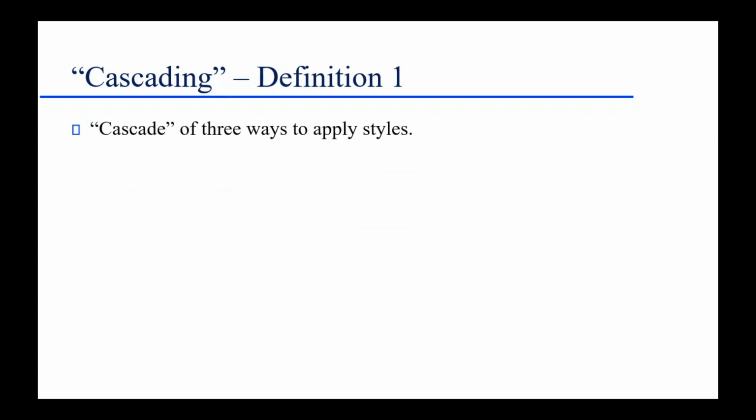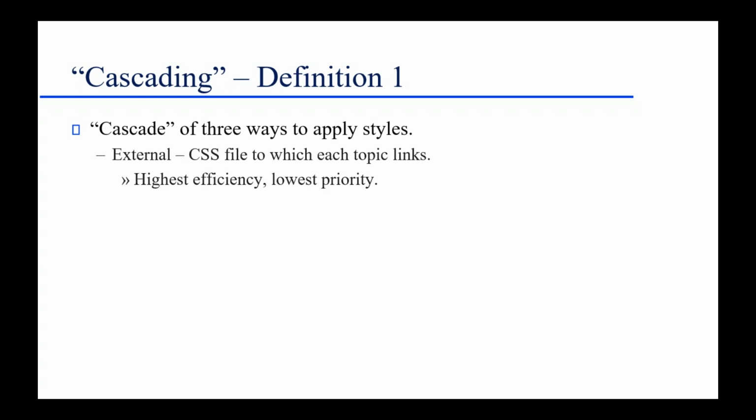All right, so everybody always asks, what is this cascading thing? And there's actually two definitions. One is that there are 3 ways to apply styles. So what we're going to talk about today, for the most part, is the external approach, which simply says that we have one CSS file that contains all the settings for all the properties for all the styles, and all the topics point to that one CSS file.